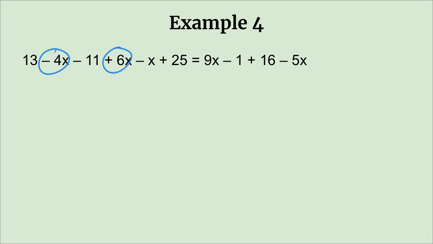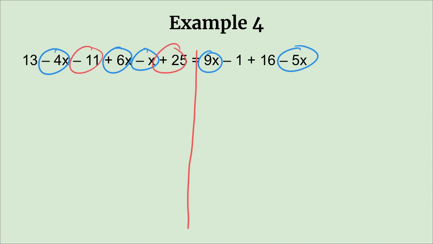We're going to find all of our x's first. Remember, these x's are on different sides of the equation, so they can't all be added together, but the left side can and the right side can. And then we've got our constants. So this would become negative 4x plus 6x is 2x minus x. So we have an x. 13 minus 11 is 2, plus 25 is 27, equals 4x plus 15.